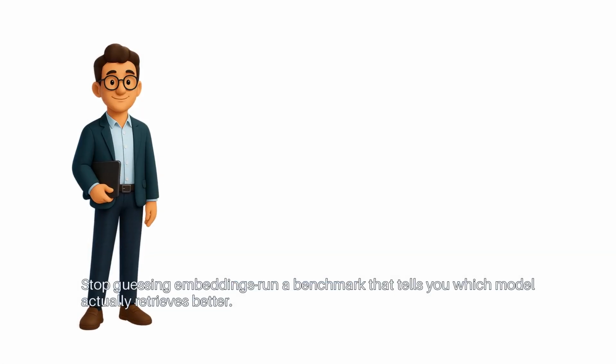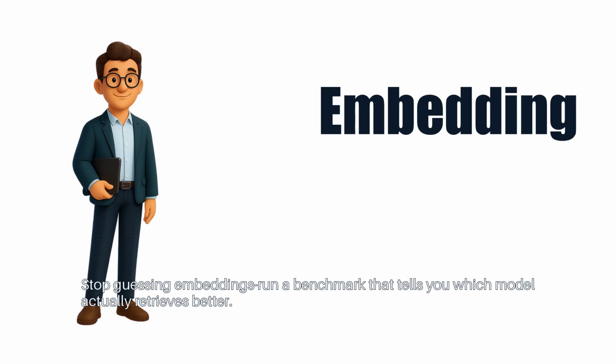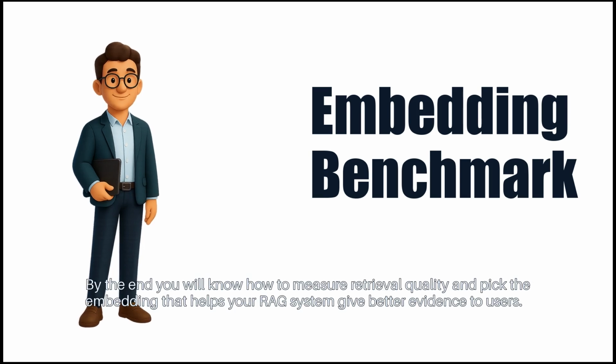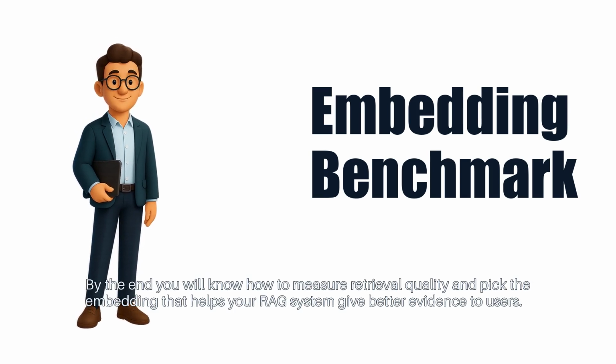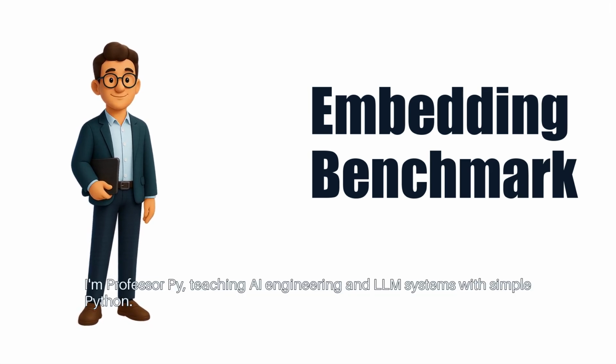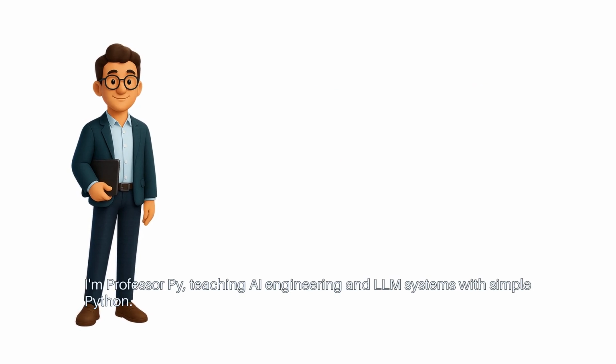Stop guessing embeddings. Run a benchmark that tells you which model actually retrieves better. By the end, you will know how to measure retrieval quality and pick the embedding that helps your RAG system give better evidence to users. I'm Professor Pi, teaching AI engineering and LLM systems with simple Python.